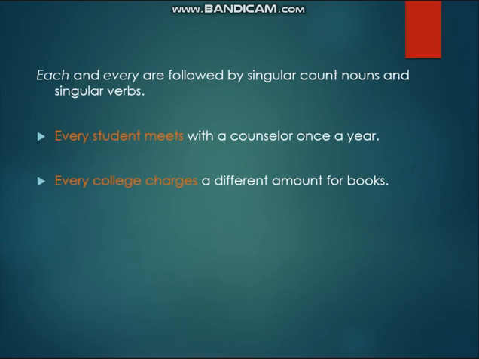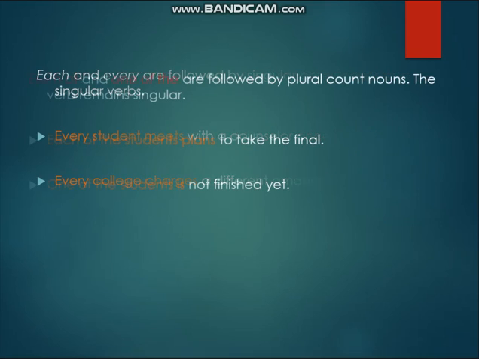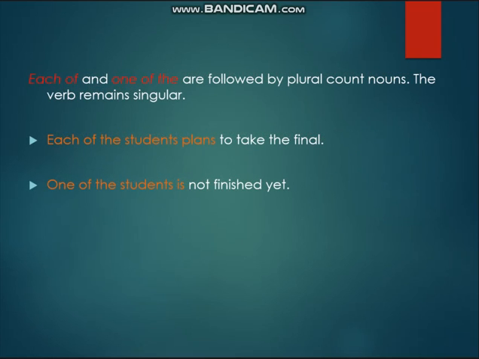Each and every are followed by singular count nouns and singular verbs. For example, every student meets with the counselor around here. Every college charges a different amount for books. Each of and one of the are followed by plural count nouns. The verb remains singular. Each of the students plans to take the final. One of the students is not finished yet.